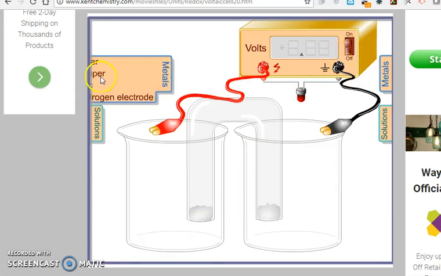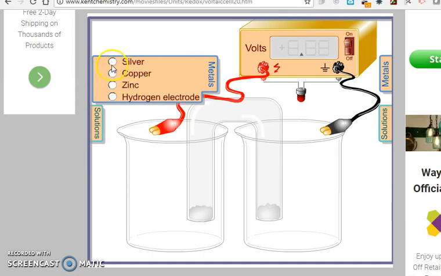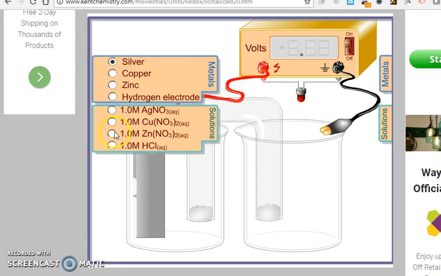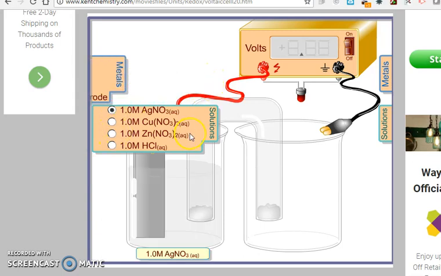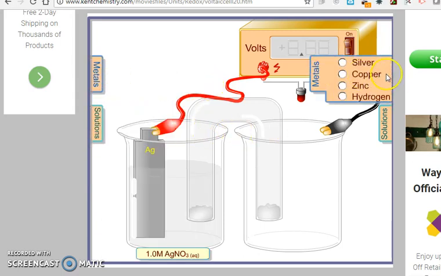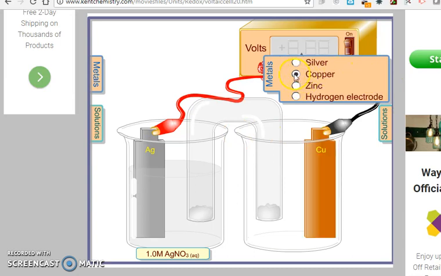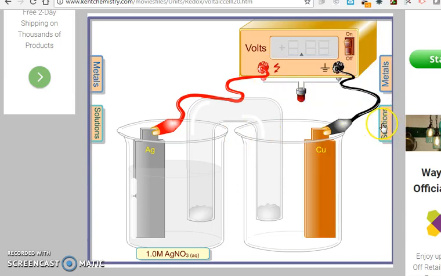So let's choose a different metal. Last time we did zinc, this time we'll do silver. We'll do a silver solution. Over here we'll do copper and a copper solution.